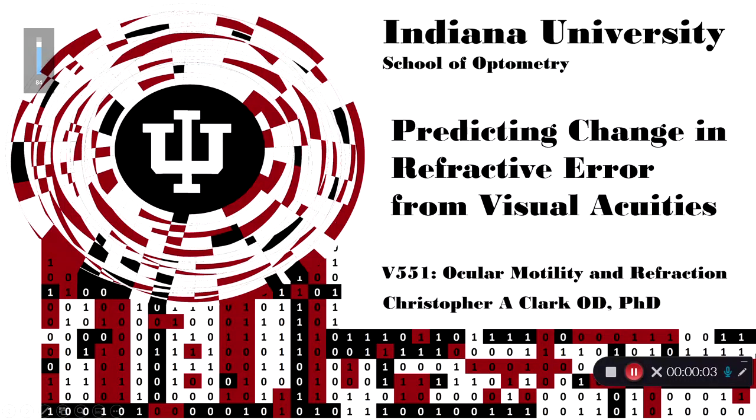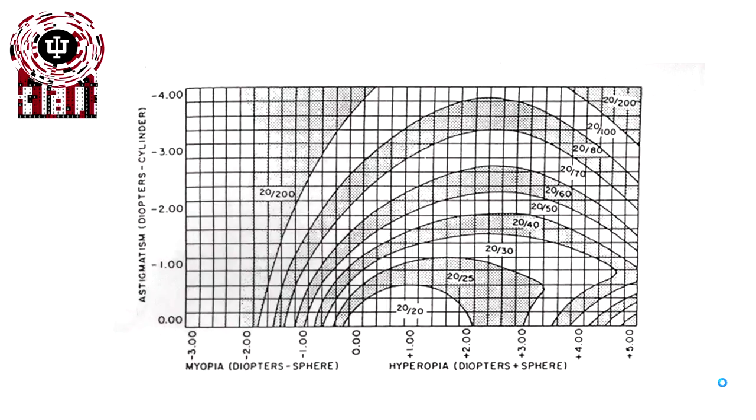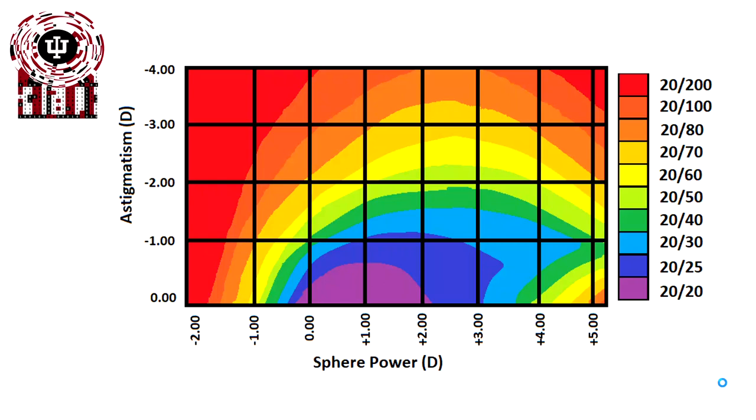This is predicting refractive error from visual acuities for V551, ocular motility and refraction. Let's take a look at this ISO acuity chart from V550 Clinical Sciences 1. It's a pretty confusing chart, and that's because it's from 1932 in different shades of gray. So let's modernize it just a little bit. Here we color-coded it using hot and cold colors to give you an easier idea to interpret this chart.